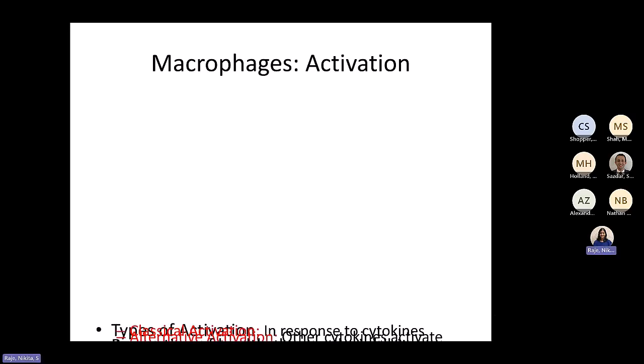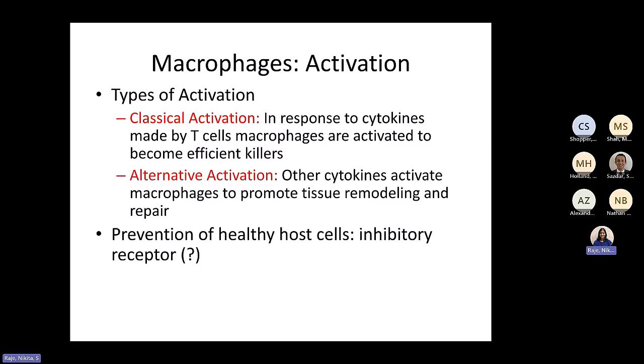The activation of macrophages can be of two different types based on what the function is for these macrophages. Classical activation is in response to cytokines, mostly made by the T cells, and macrophages, once they respond to that activation, become efficient killers. Whereas the alternative activation, by the other cytokines that will activate macrophages, promotes tissue remodeling and repair, as we just mentioned with the non-classical macrophages.